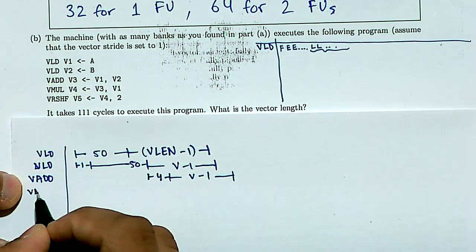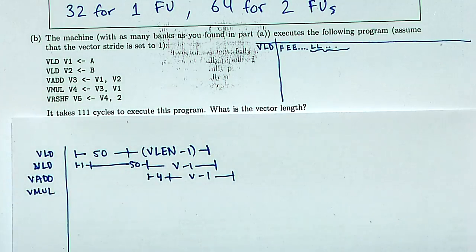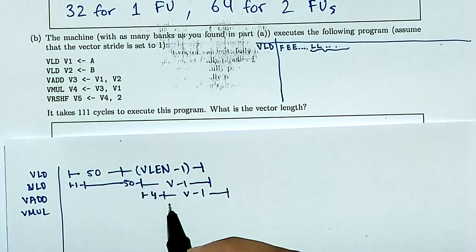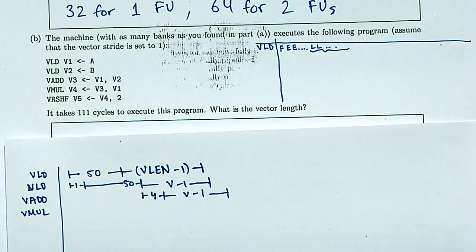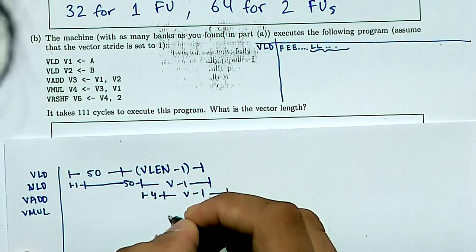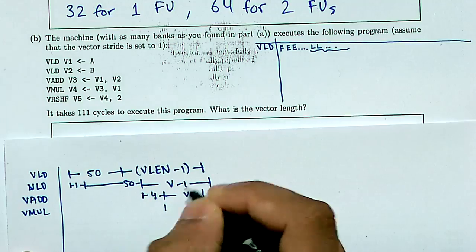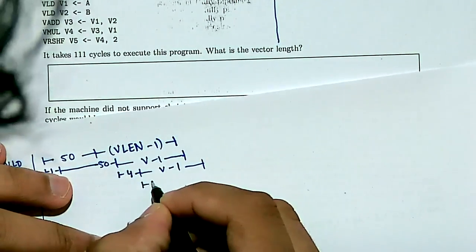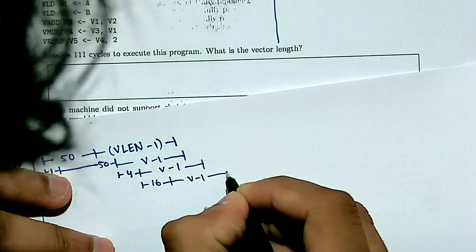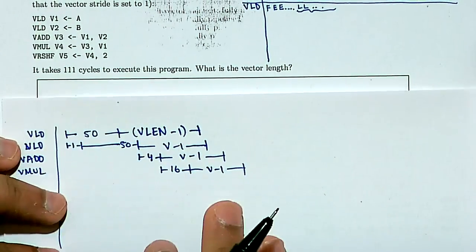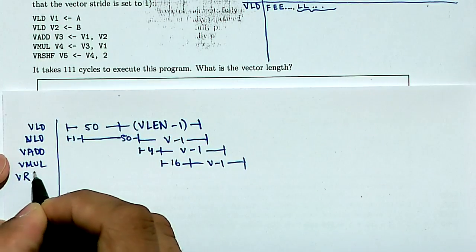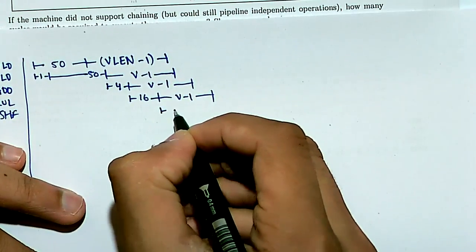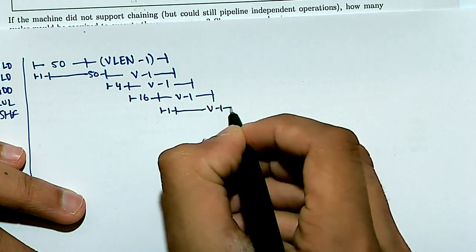Then the next instruction is a vmul. We have a vector multiply into register 4, and this one is dependent on V1 and V3. V3 is the add we just completed, so it can't start executing until the first element of the V add is complete. After the first element is back, 4 cycles later, we can begin the multiply. The first element for the multiply takes 16 cycles, so we have a 16-cycle wait. After that, we have V minus 1 other elements to wait for. The final instruction is the V right shift. It's the exact same thing. This takes 1 cycle. So after 16, when the first element is back, we take 1 cycle for the first element, and then V minus 1 up until here.